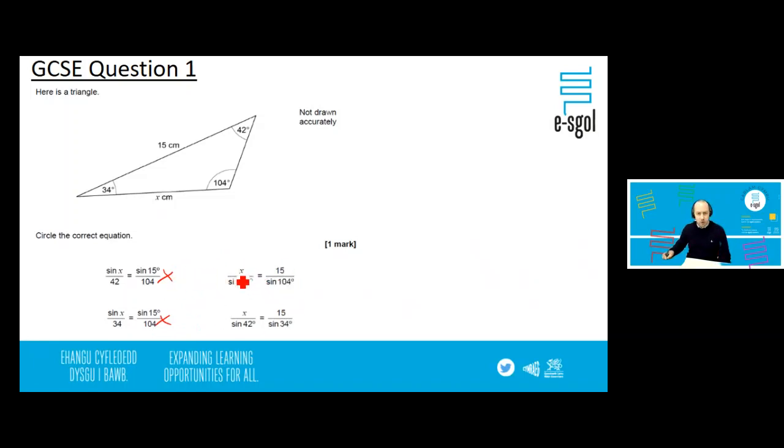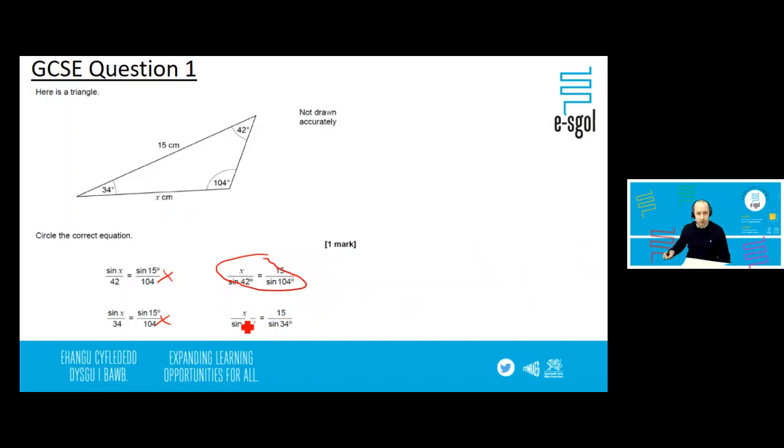So this one says X over sine 42. There's X there. 42 is opposite. That's looking good. Is equal to 15 over sine 104. Yeah, they're opposite as well. So definitely, I think this one's the winner. No, that's really badly circled, but you get the idea. Okay, that's the one that we've circled.